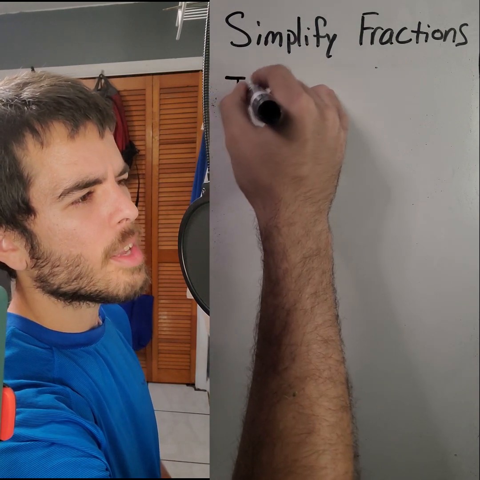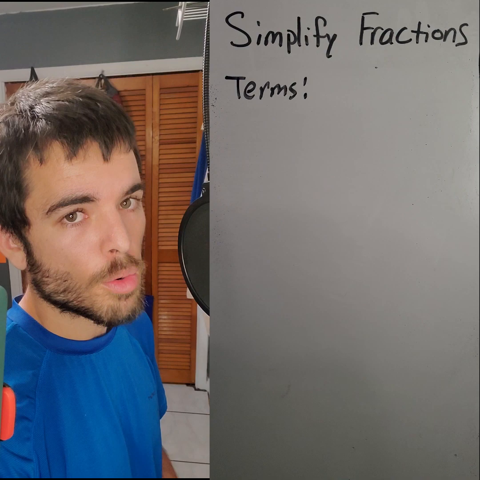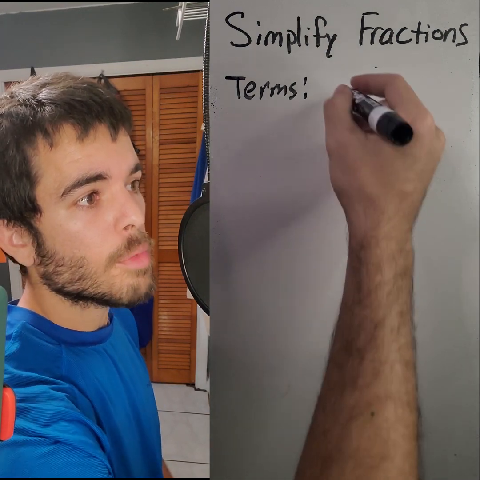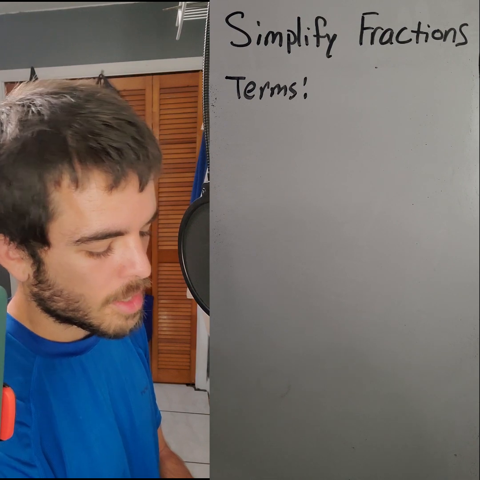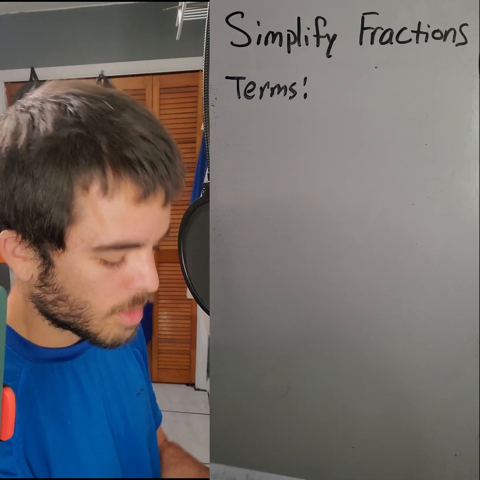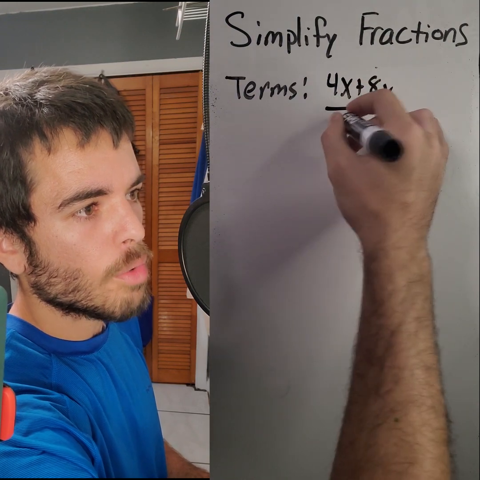All right, this is where it's going to get pretty difficult here with fractions. Let's practice fractions that have terms. Terms refer to the separation of values with a plus or minus sign. So let's start off with something relatively small. Let's do 4x plus 8y all over 4x.